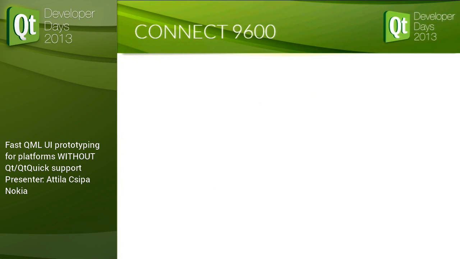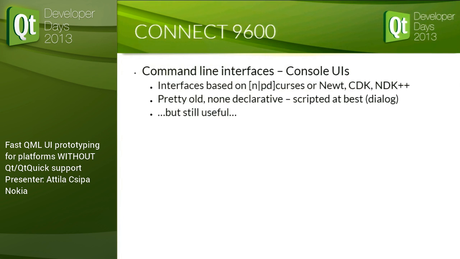We need to work around this. So what happens when your world ends up with a Connect 9600? So those of you using modems might be familiar and or find this familiar, but anyway, well, at that speed, graphical UIs are sort of out of the question. So what we are stuck with is command line interfaces or console UIs. Luckily, that has been around for ages, and some of the libraries there are fairly complete. There is the curses and its variants and PDCurses, and there are even widget sets like Newt, CDK, or NDK++. But these are all pretty old.